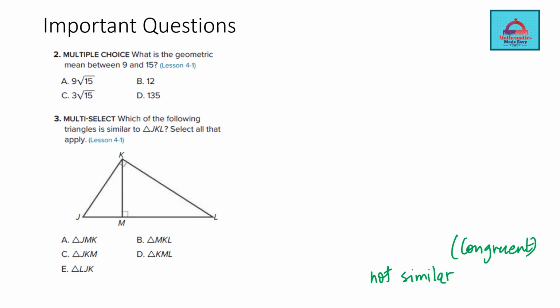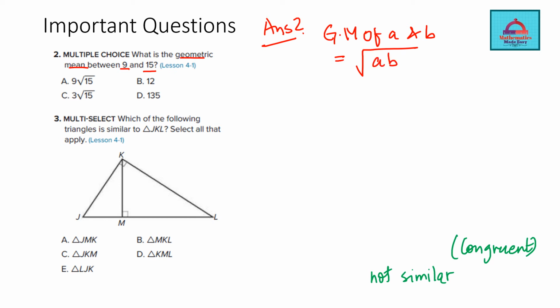Let's see two questions here. The first one is where you need to find the geometric mean of the two numbers. For answer 2 you are going to use the formula that I gave you. The geometric mean of A and B is, remember the formula, the square root of AB. You take only the positive value. Here the first number is 9 and the second is 15, so I just do the substitution.